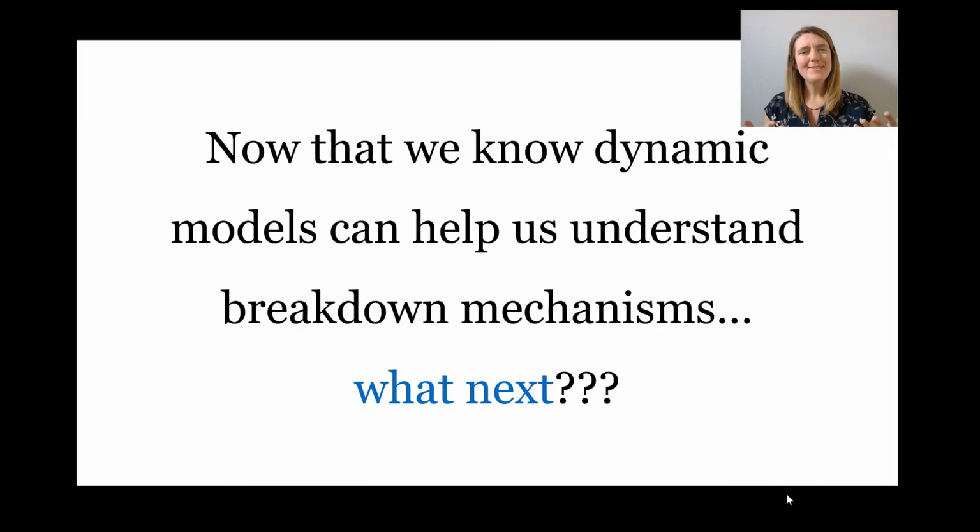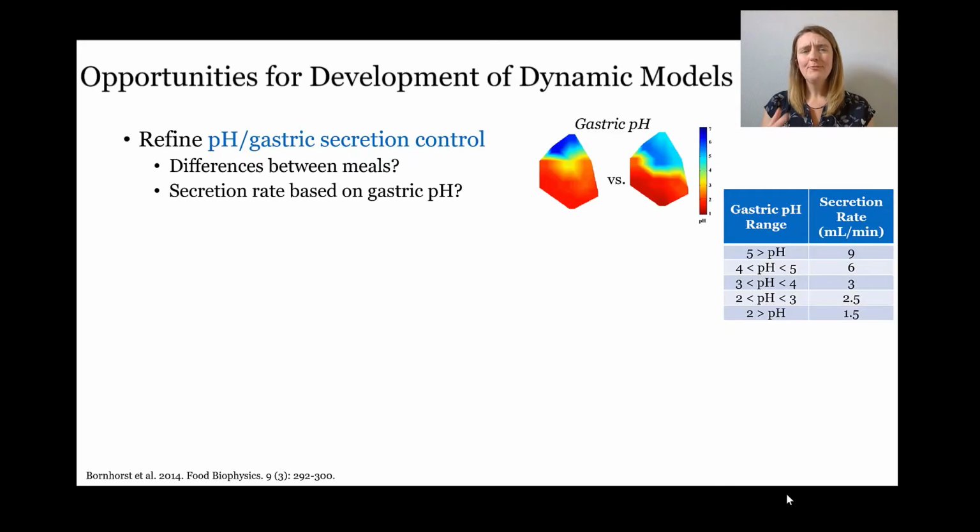So now that we know that dynamic models can help us understand breakdown mechanisms, what next? What are the opportunities both for development of these dynamic models as well as use of dynamic in vitro models? Well, first, if we're trying to develop more sophisticated dynamic models, one thing that I think is a really big opportunity is refining the pH and gastric secretion control, which is an active area we're working on in my lab.